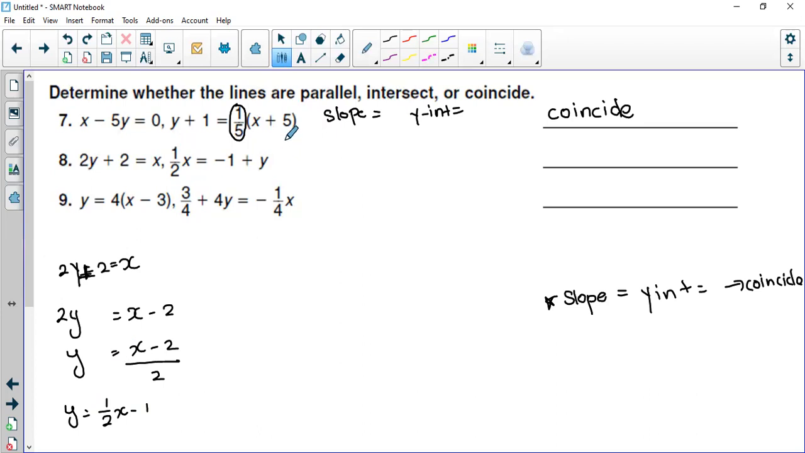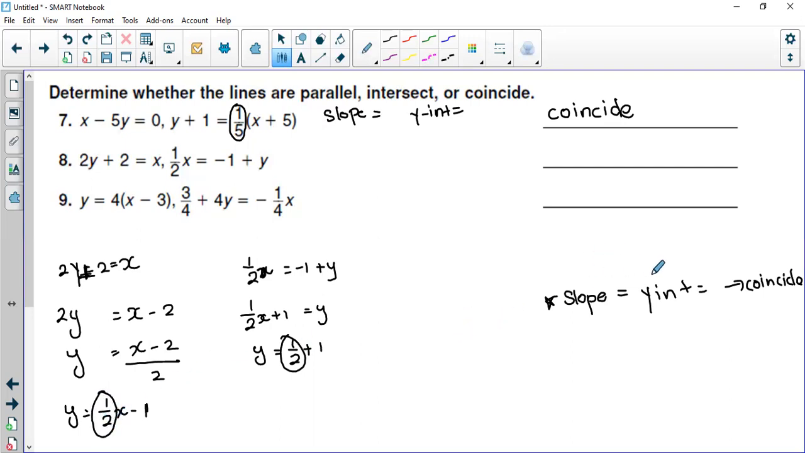But how about this one here? Again, we need to work it out. So half x equals -1 plus y. Change it to y is equal to mx plus b. So half x plus 1 equals y, which means I can rewrite this in this form, half x plus 1. Again, the slopes are same. Right? The slopes are equal.